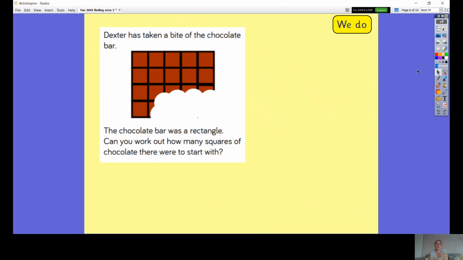Dexter has taken a bite of a chocolate bar. Who can blame him? The chocolate bar was a rectangle. Can you work out how many squares of the chocolate there were to start with? So I'll give you a little hint. Use Jack's method and you should be able to work out how many squares there were to start with. So pause here and have a try.